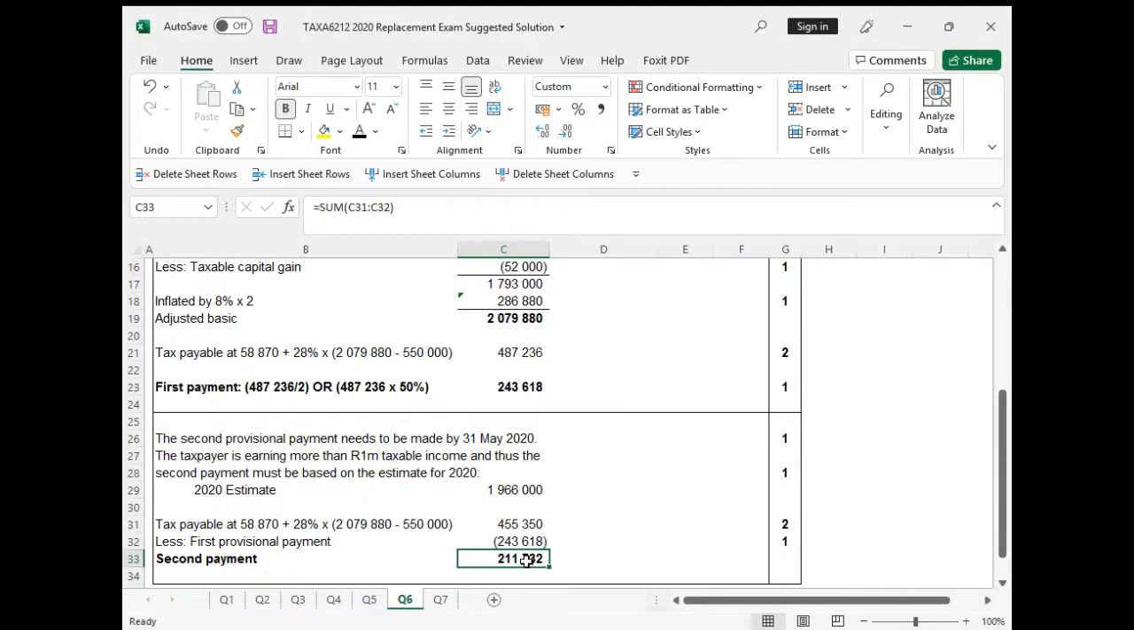You can expect to see something like this in your exam. Okay, they have not tested this at all in your test, so anything that was not covered in the test will pop up in the exam. So this is how we do the first and second provisional tax payments.